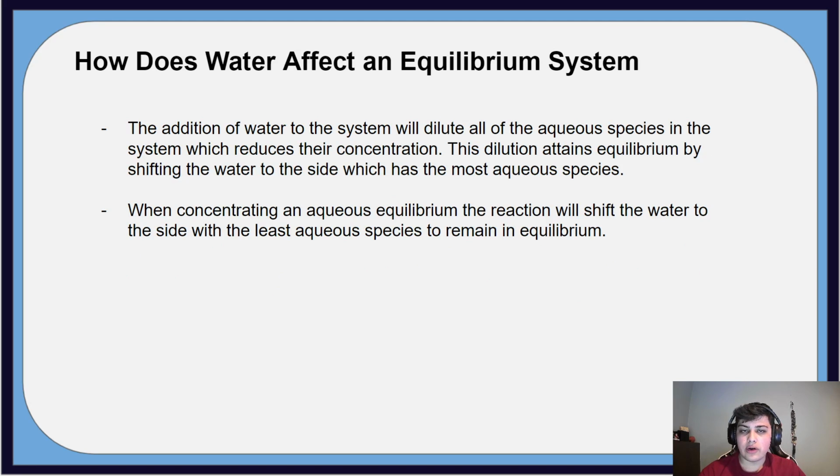How does water affect an equilibrium system? The addition of water to the system will dilute all of the aqueous species in the system, which reduces their concentration. This dilution attains equilibrium by shifting the water to the side which has the most aqueous species. When concentrating an aqueous equilibrium, the reaction will shift the water to the side with the least aqueous species to remain in equilibrium.